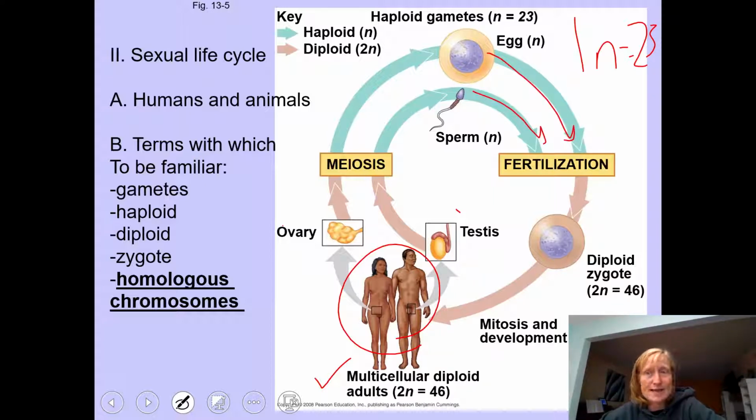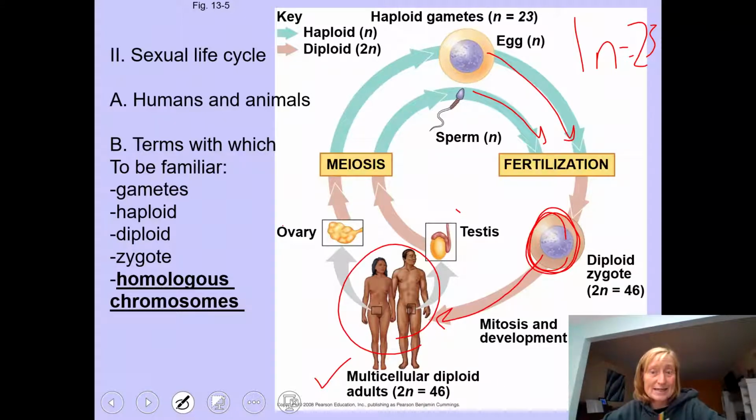The sperm fertilizes the egg, and the zygote, the fertilized egg that is made, now has the full complement of chromosomes again. Two sets of chromosomes, one whole set from mom, the egg, and one whole set from dad, the sperm. And now we've got a diploid zygote again with 2N number of chromosomes. And then this individual single cell has to go through lots and lots of mitosis and all sorts of development to develop into an adult.